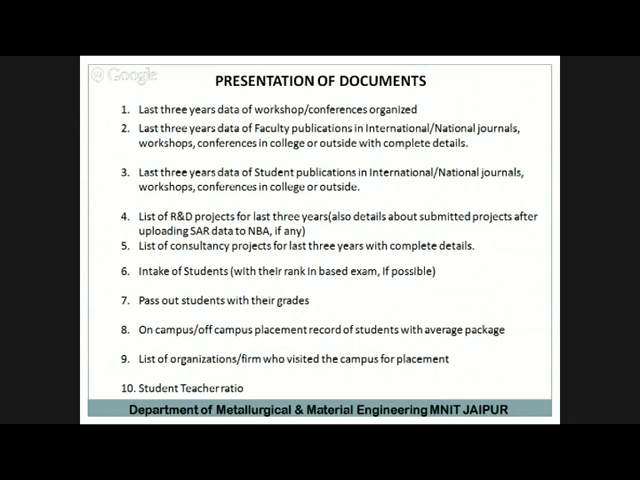List of R&D projects for the last 3 years. List of consultancy projects for the last 3 years with complete details. Intake of students with their rank in entrance exams. Pass out of students with their grades. On-campus and off-campus placement records of students with package. List of organizations or firms who visited the campus for placement. These data, items 8 and 9, you can get from your placement cell. And the student-teacher ratio.